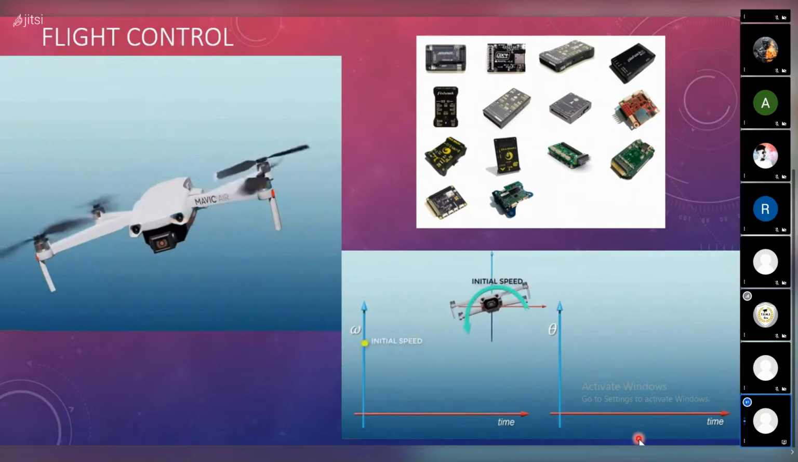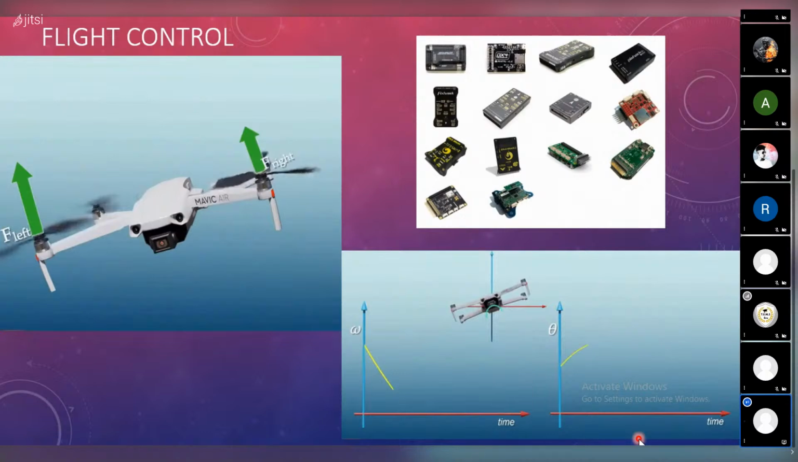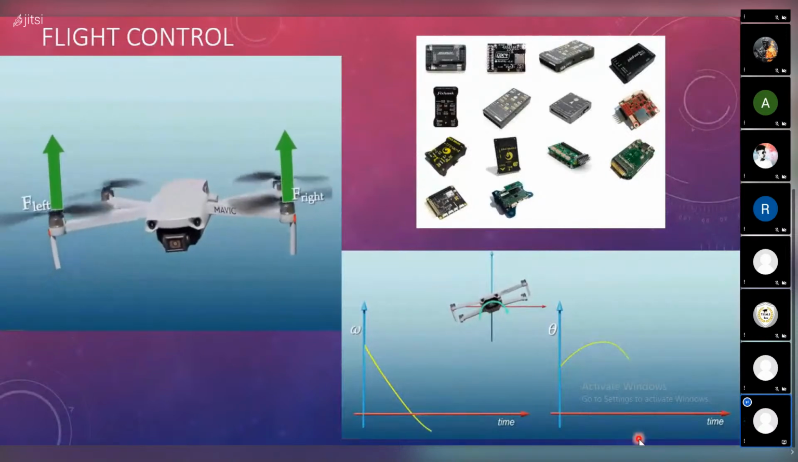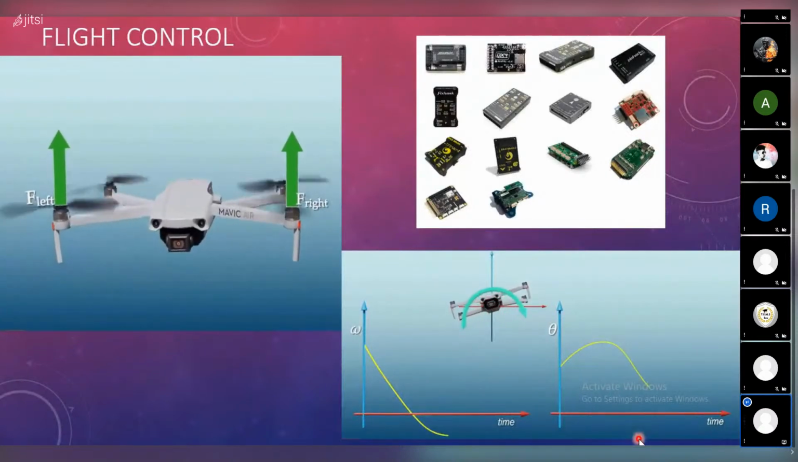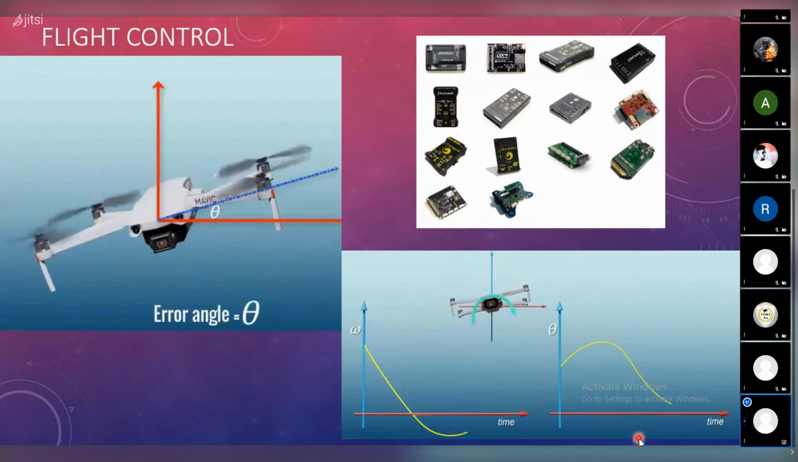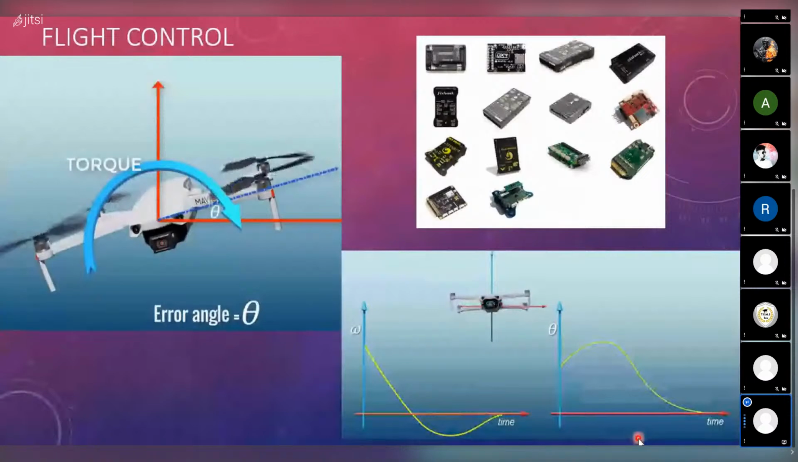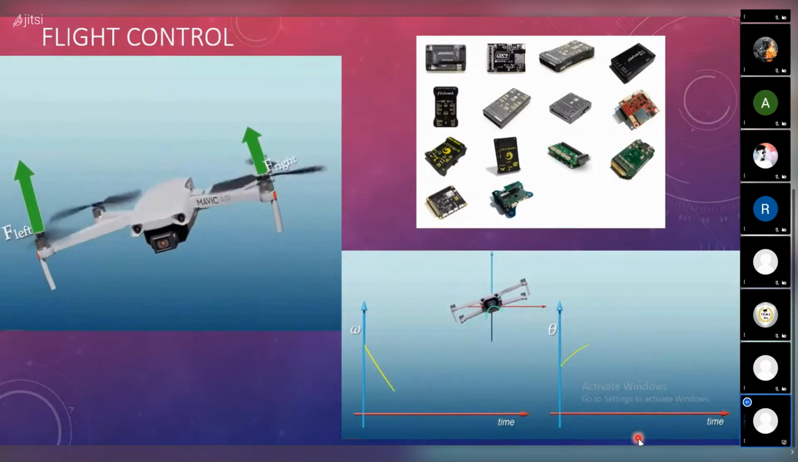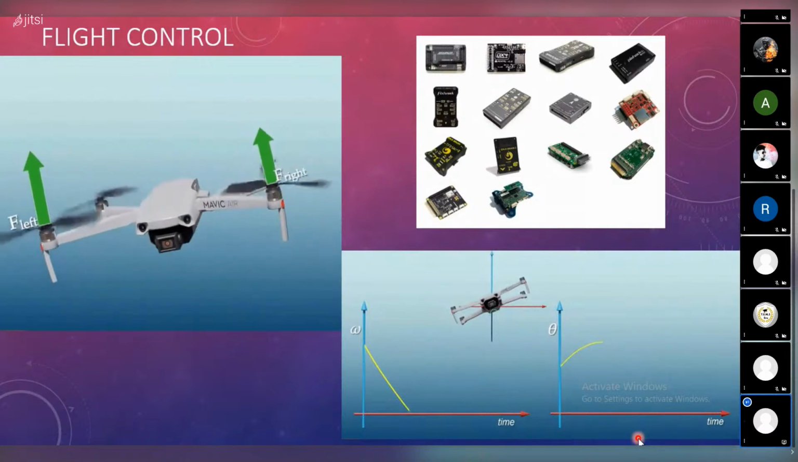Now the flight controller will instruct the motors so that it can compensate for that error angle that has occurred. So it will increase the force on the left side, and then balance it accordingly so that it can come back to its original position. The flight controller not only does that, but if you want to pitch, roll and yaw, it will decide which motors are going to rotate in which way, so that this particular action is achieved.